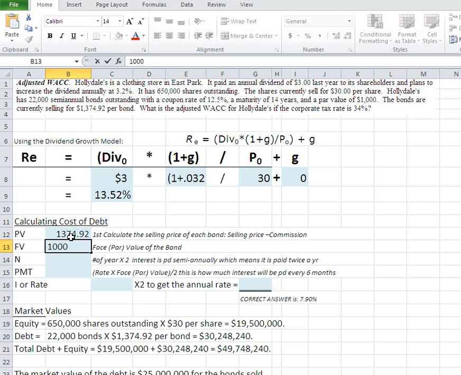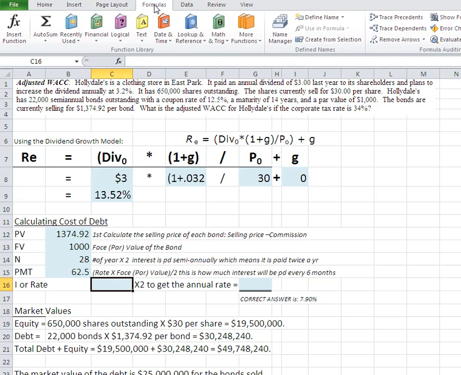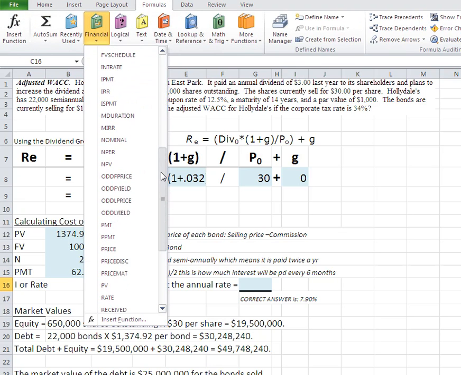Par value is $1,000, also referred to as the face value. Number of years, it's a 14-year bond. We multiply that times 2 because the bonds will pay interest twice a year. The payment is the face value or the par value of the bond multiplied by the rate, which is 12.5%. But we have to divide that by 2, because that would give us an annual payment amount, and we only need a payment every 6 months: 62.5.